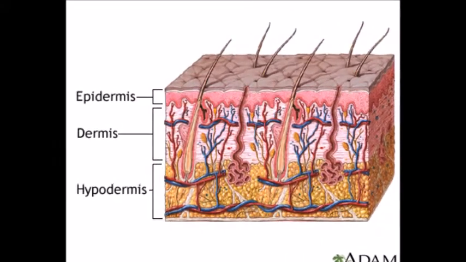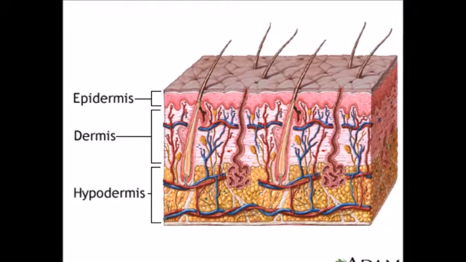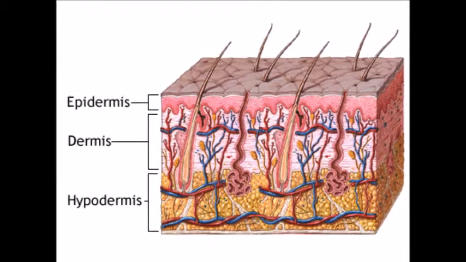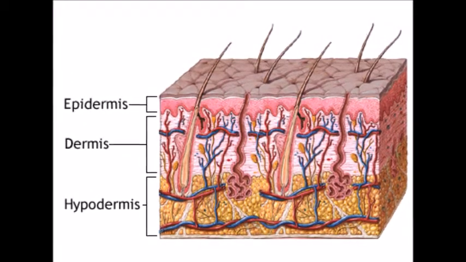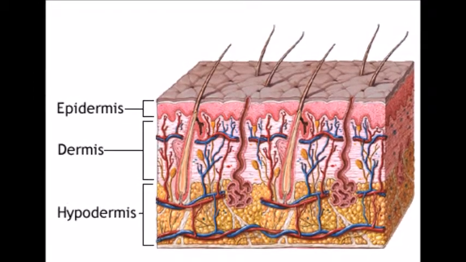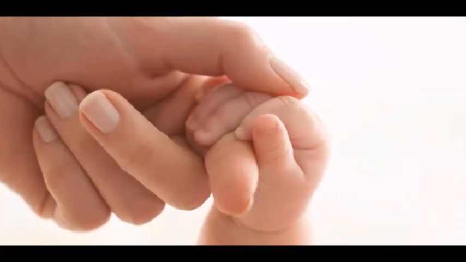The skin has two layers, the epidermis, which is the stratified squamous epithelium, and the dermis, which is the connective tissue layer. There is also the hypodermis, which is another connective tissue layer below the dermis. There are many different functions of the skin.